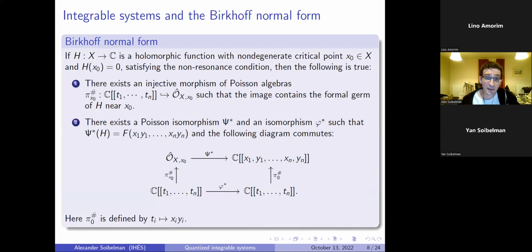Using this interpretation of integrable systems, you can restate the Birkhoff normal form theorem in a different way. This is essentially reinterpreting the previously stated theorem in another way, and the conditions are the same as before. You have a holomorphic function that has a non-degenerate critical point, and X is a symplectic manifold. Assume that the value of the function at the non-degenerate critical point is 0, and that the non-resonance condition is satisfied for the formal germ of the function. Then the following is true.